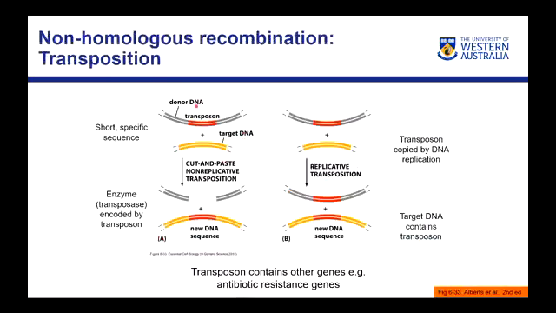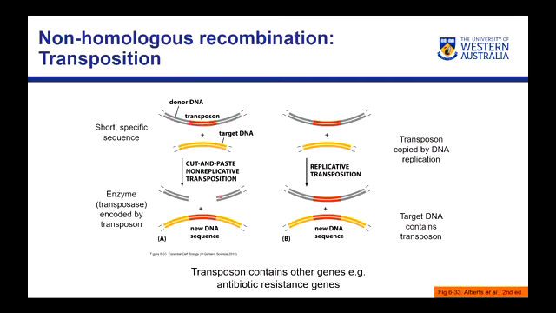So this is the example that I've just given you here. This is a non-homologous recombination. This is when the two chromosomes, the target and the donor chromosomes, are not similar. So you have the cut and paste, non-replicative transposition. Here is the transposon in red, the donor in grey. Here's your target DNA in yellow.